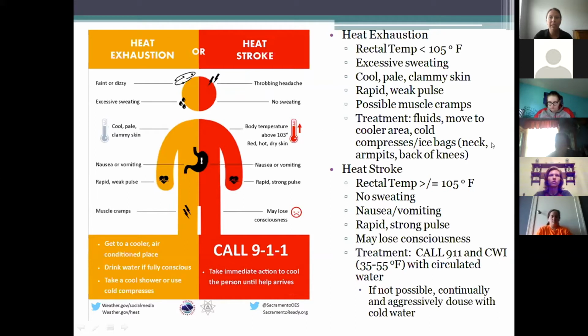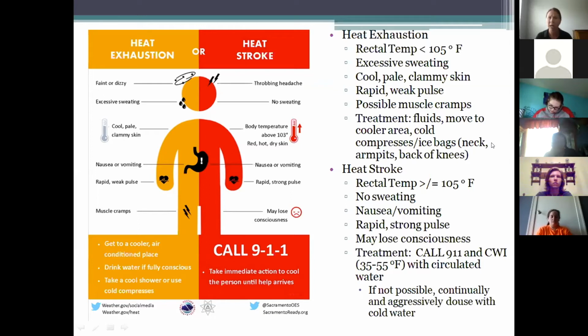So the first being the difference between heat exhaustion and heat stroke, okay? You can see in this picture here, the typical signs and symptoms of both. In heat exhaustion, the person typically feels faint or dizzy. They have excessive sweating. They have cool, pale, clammy skin. They may be experiencing some nausea or vomiting. They have a rapid and weak pulse. And they may also be experiencing muscle cramps, okay?